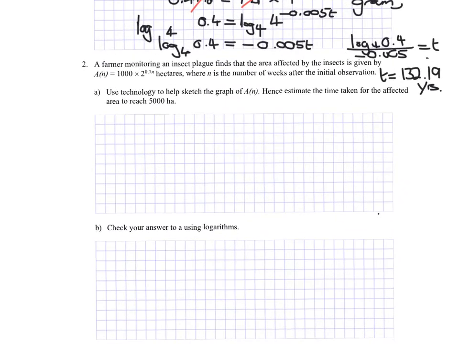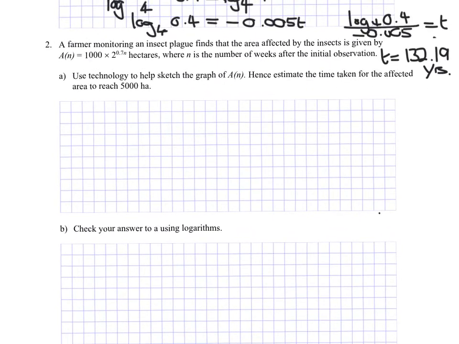Alright, question 2. A farmer monitoring an insect plague finds that the area affected by insect is given by that equation, where n is the number of weeks. Use technology to help sketch the graph, and help estimate the time taken for the affected area to reach 5,000 hectares.